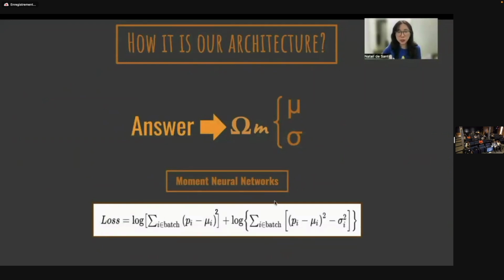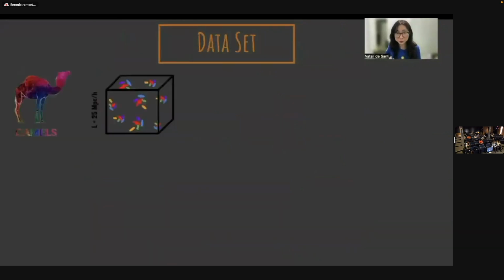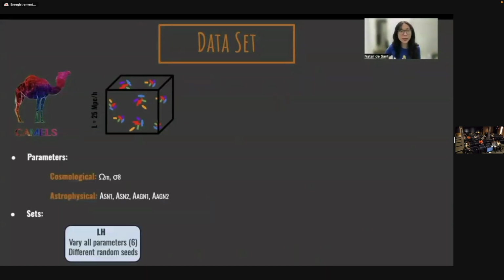So we are doing this to obtain the mean and the standard deviation of omega matter. Our data set is composed of the CAMELS simulations, and this is amazing. To have many variations of this, we have boxes with only 25 megaparsecs each. And then we have variations in the cosmological parameters and in the astrophysical parameters. And we have different sets.